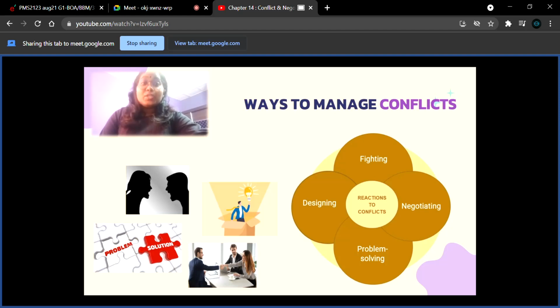The proposed idea should be appropriate and acceptable to the parties in conflict. Third party participates actively in the designing process rather than being just a mediator.